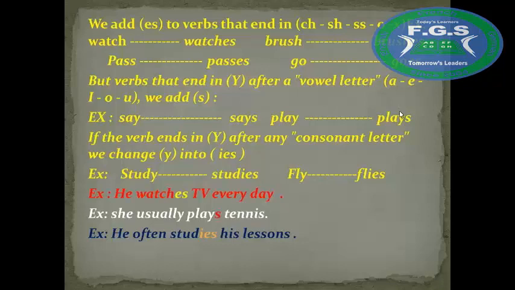But for verbs that end in y after a vowel letter, do you know vowel letters? Yes, right. Vowel letters are A, E, I, O, U. We add s, like say, says, play, plays. He plays tennis. She plays football.